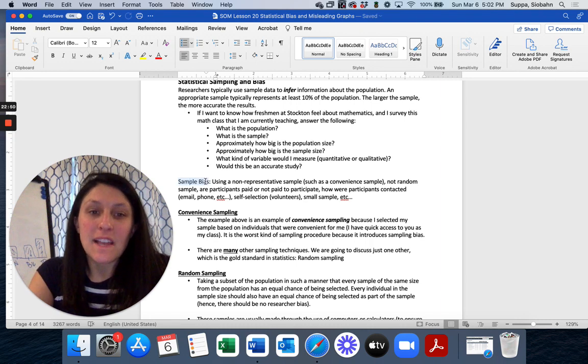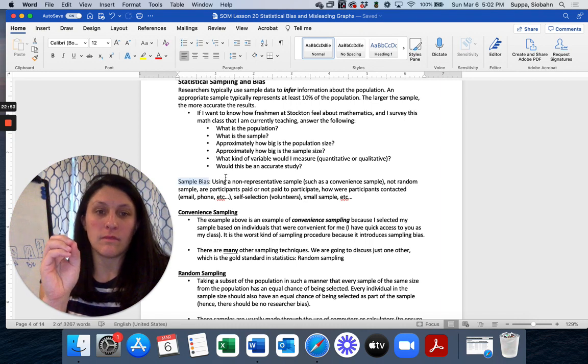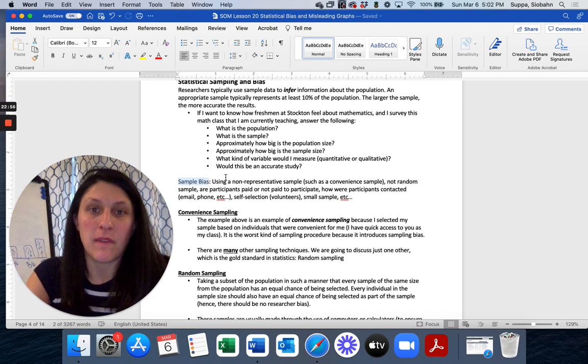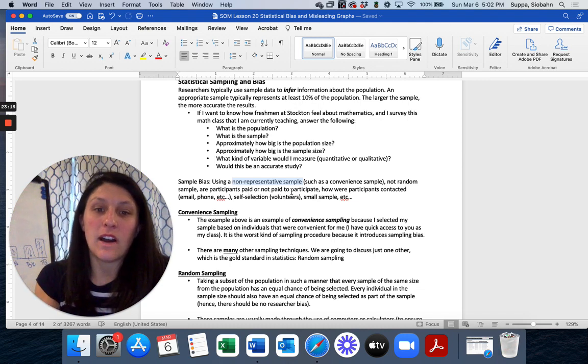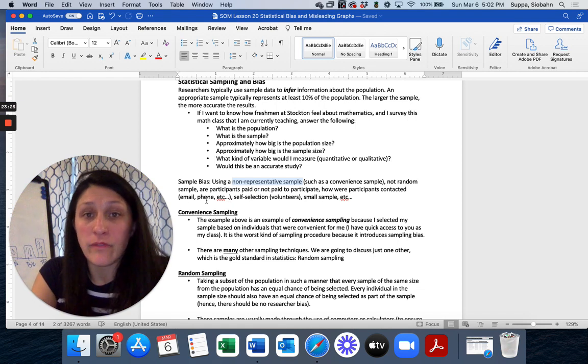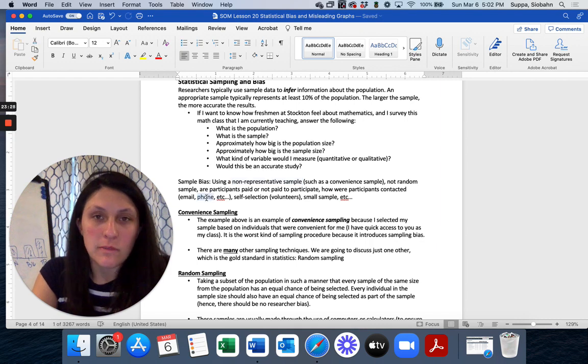So sample bias, which is the main message I want you to take away from this second half of this lesson, would be using a non-representative sample, such as a convenience sample, like the example I just described, not a random sample, or having participants being paid, or not paying participants, or recruiting participants in a way that would be biased, right? So all of this is sample bias. So if you contact participants by phone, there is bias there because not everybody has a phone.